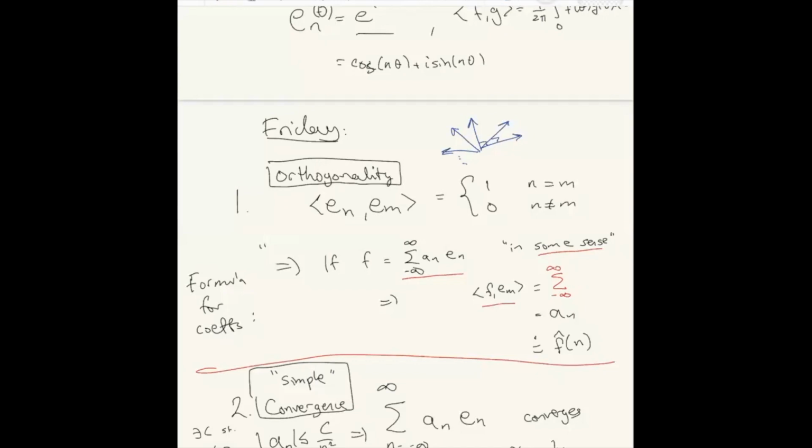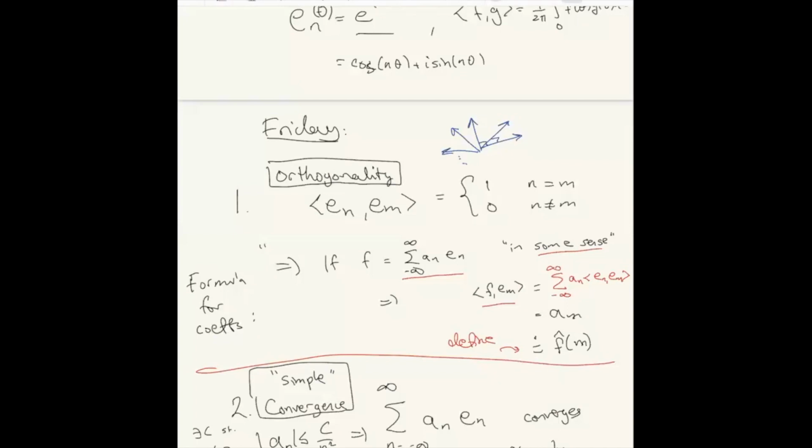So if we take an inner product of this infinite sum with that element A, what we get if we pull everything inside is a_n, e_n, e_m. But then we get this familiar thing that only one term survives. Only the term where n is equal to m survives, because otherwise we get a 0 factor here. So the term that survives is a_m, and we define this as the mth Fourier coefficient of f.